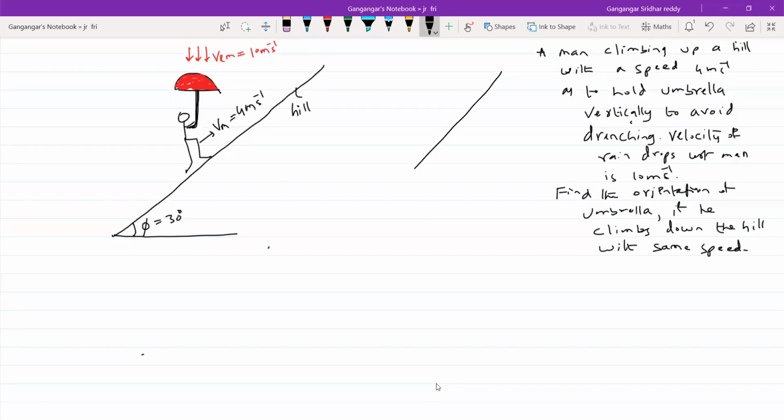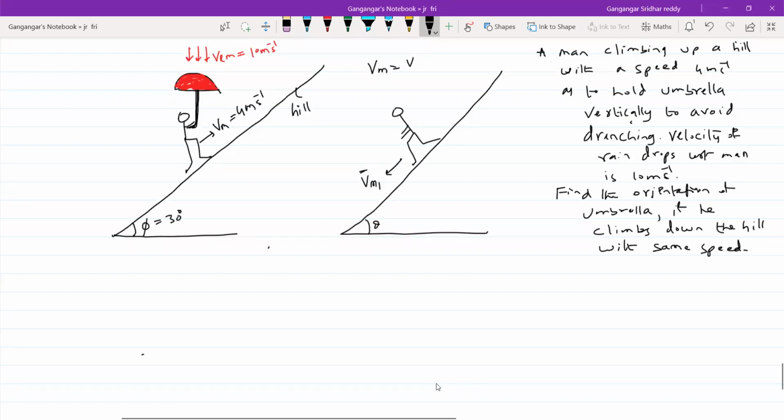So the same hill. What will happen to the man? He will climb down. In what direction the rain is falling, we don't know. So the velocity of man in this case, call it Vm1. It has to change, no? He is changing the direction of motion. And what about Vm and Vm1? The speed will remain the same. He will climb down with the same speed. Vm equal to Vm1, 4 meters per second.